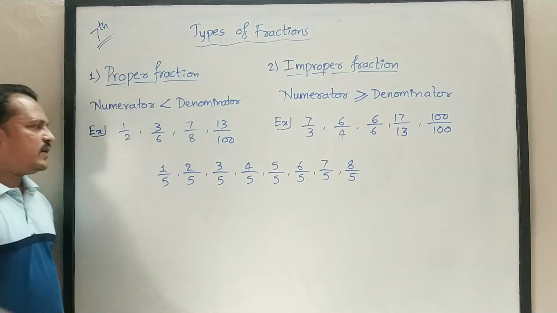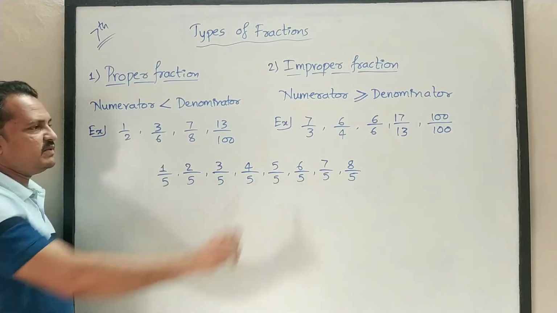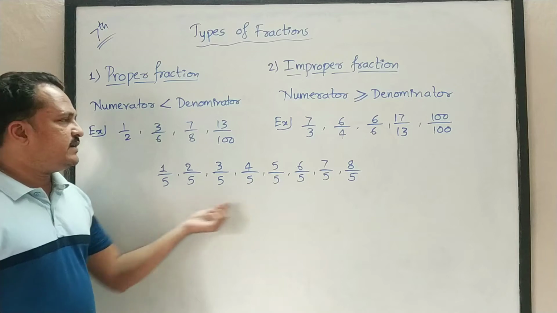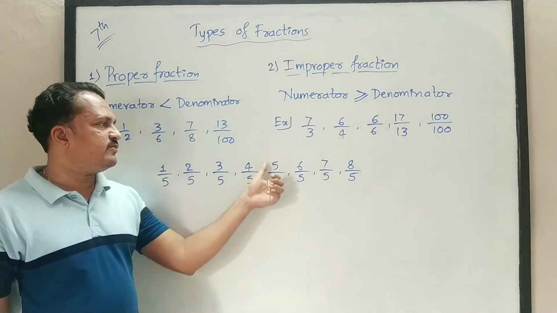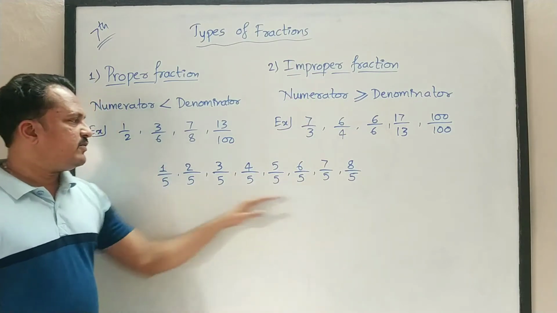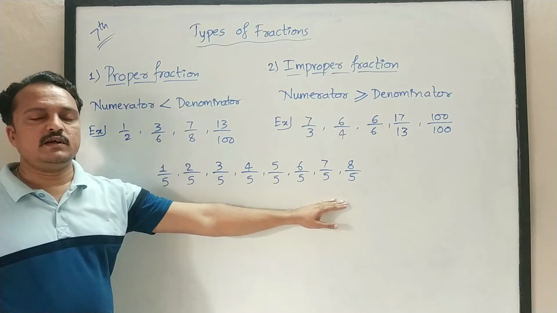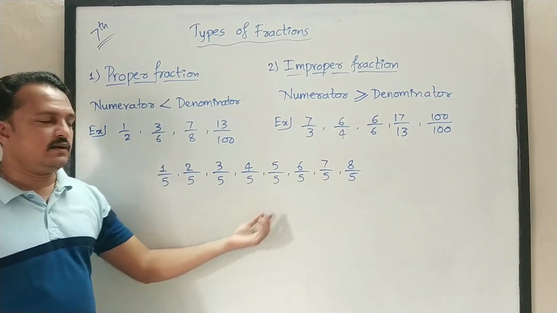For example, here so many fractions they have given, and these are in ascending order: 1 by 5, 2 by 5, 3 by 5, 4 by 5, 5 by 5, 6 by 5, 7 by 5, 8 by 5 and so on. But we are going to consider only 8 here. Then how to identify which one is proper and which one is improper here.